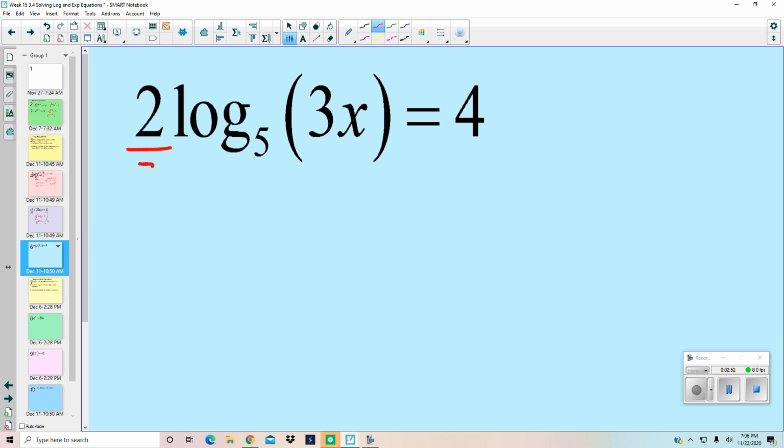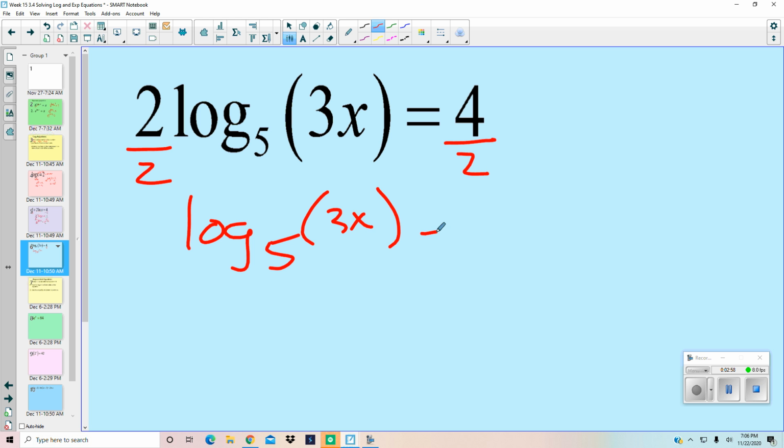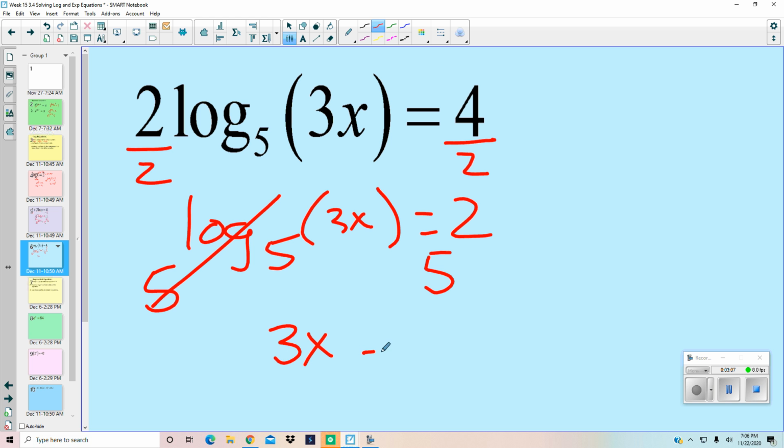Here I'm going to divide by 2. My base is 5. So I make 5 the base of the left side and 5 the base of the right side, so that just cancels out. So I'd get 3x equals 25. Then I divide by 3. So my answer is x equals 25/3. Putting something just in exponential form would also solve the equation once you've isolated the logarithm.